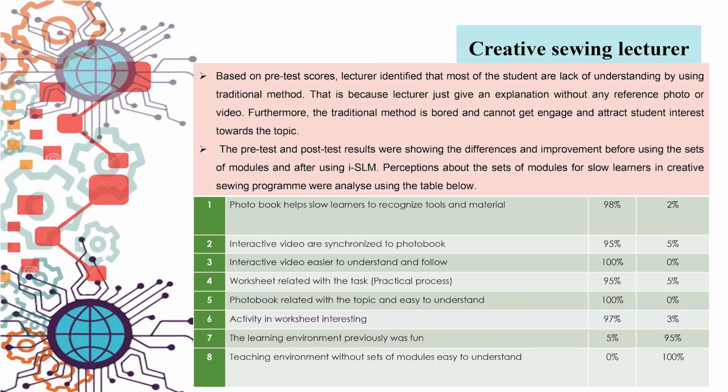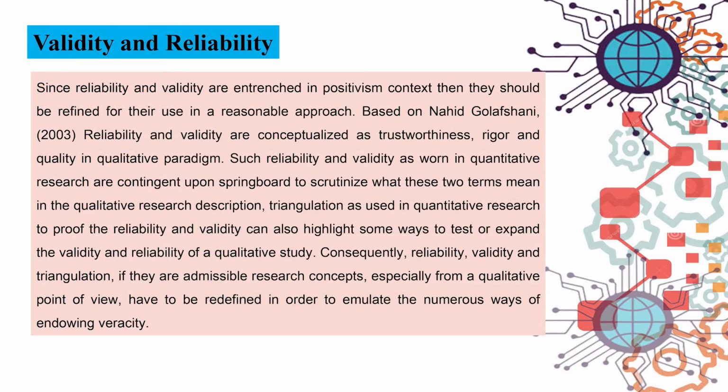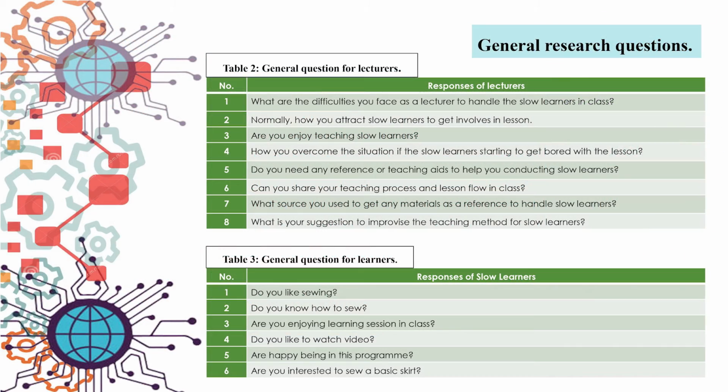This is the table showing the response of the lecturer towards the slow learners. Validity and reliability. Consequently, reliability, validity, and triangulation, if they are admissible research concepts, especially from the qualitative point of view, have to be redefined in order to emulate the numerous ways to enduring veracity. These are the 2 tables of general questions given to 2 types of group, which are the lecturers and the 5 slow learners.